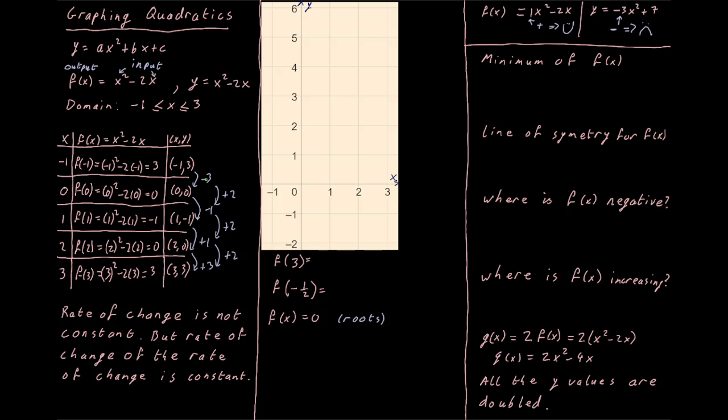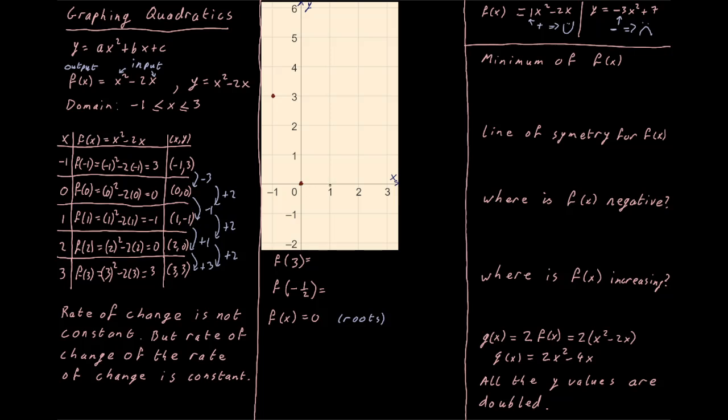So if I go to my x and y axis here, my first point is at minus 1, 3. So I go from the origin, in the door minus 1, up the stairs 3. In the door 0, up the stairs 0, so I just stay at the origin. In the door 1, up the stairs, or down the stairs, minus 1.